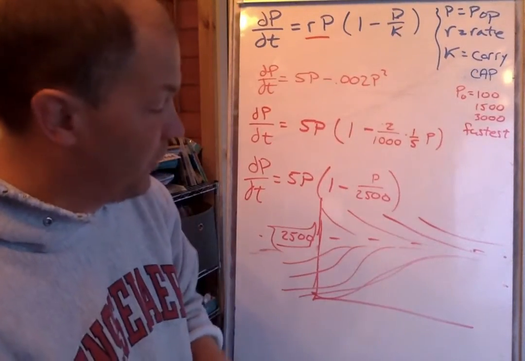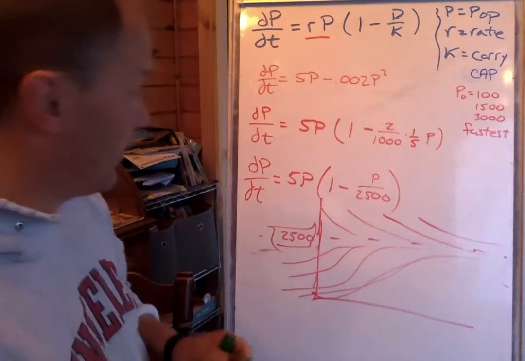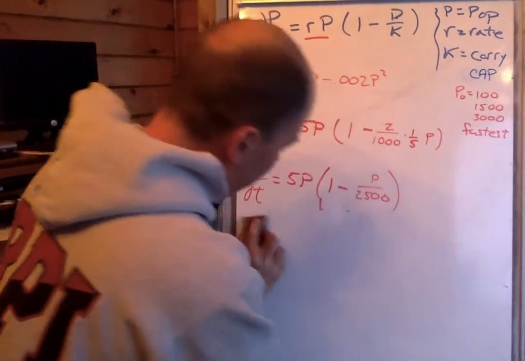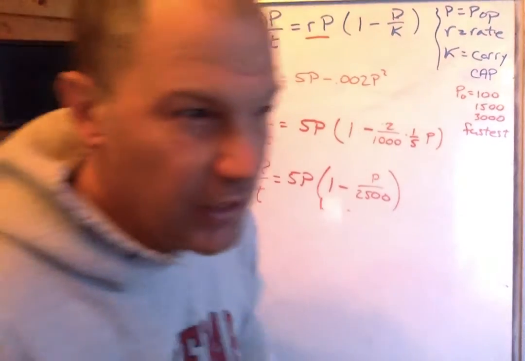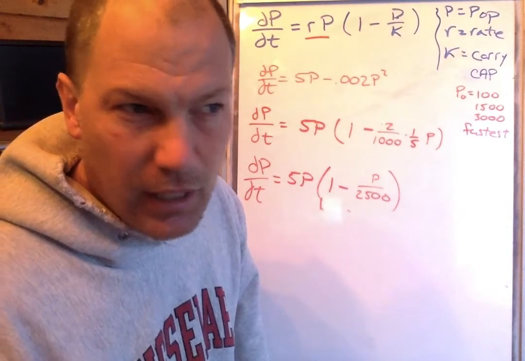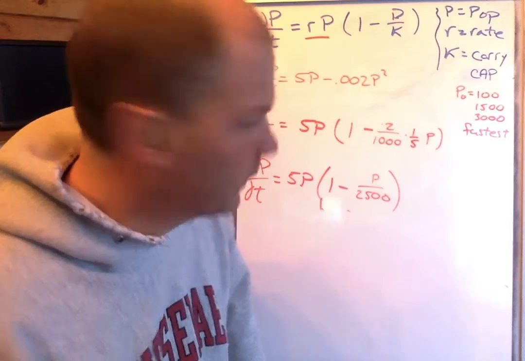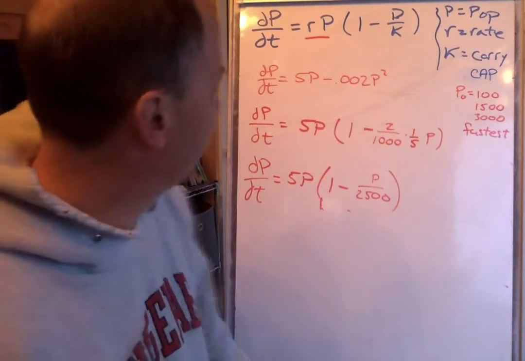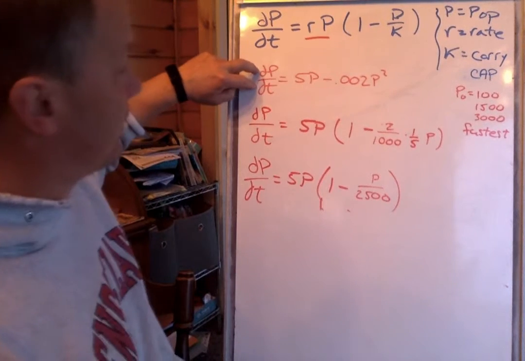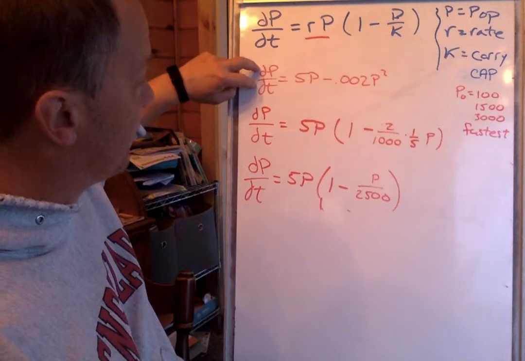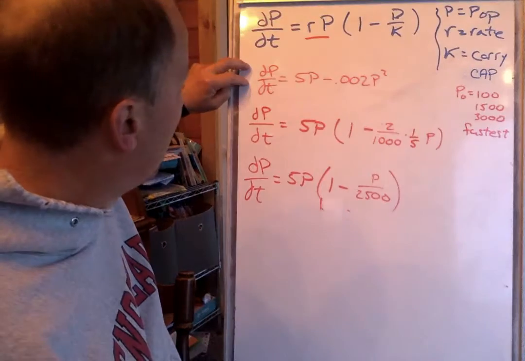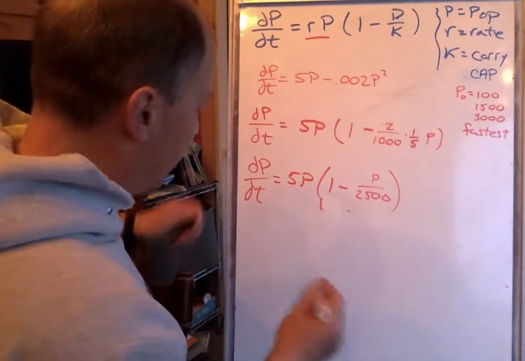The next question, though, was when does this thing grow the fastest? There's two ways to think about that. The first way is hardcore calculus. Hardcore calculus would say, when is the growth rate the fastest? We care about when this is a maximum. Well, this is a maximum when the derivative of this is 0. So we could do something like this.